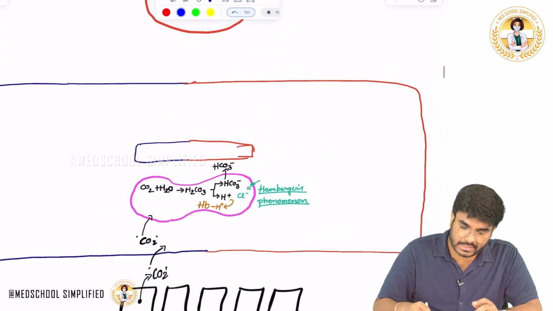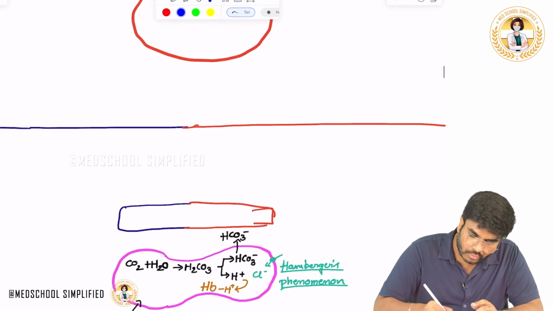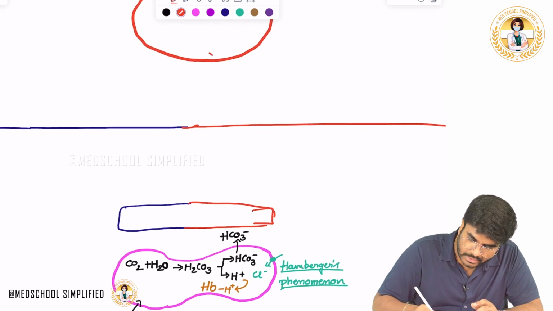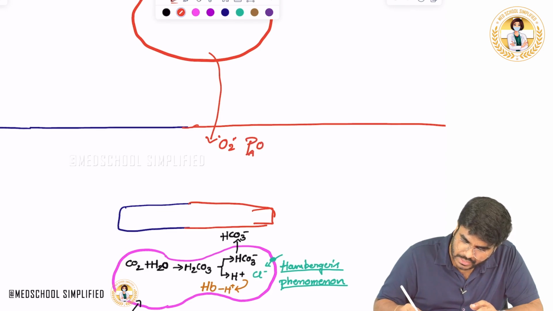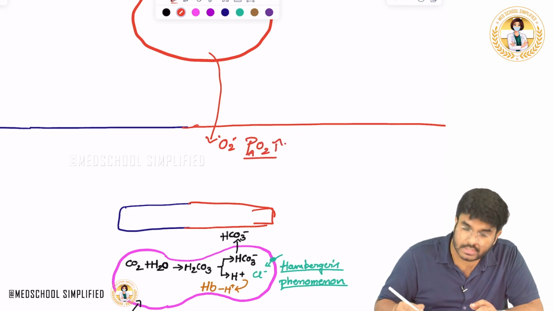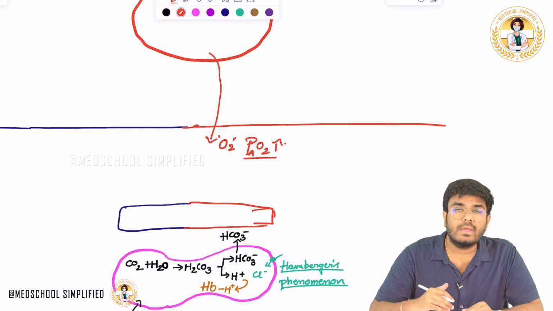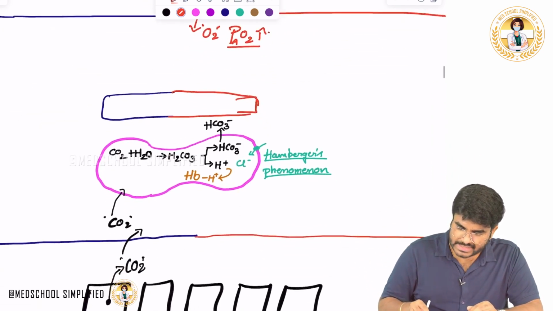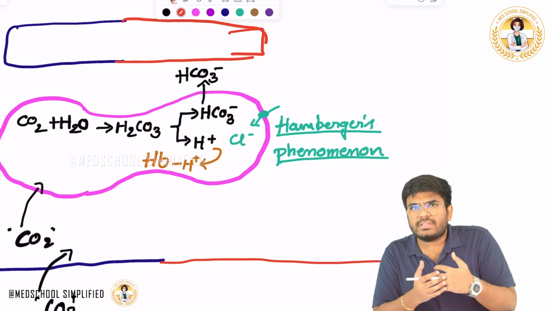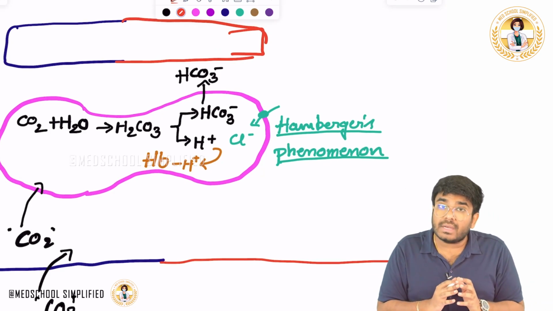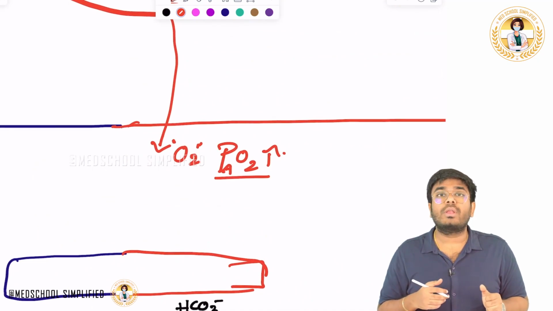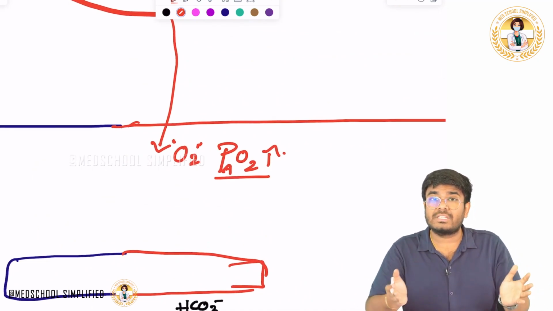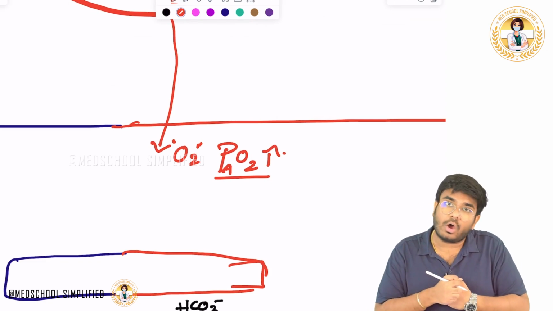Look, see now, at the level of lungs, who is available? Oxygen is available. So oxygen is coming. So what happened to the partial pressure here? The partial pressure of oxygen in your arterial blood increases. So far, hemoglobin is satisfied with H+, binding with H+. But at the level of lung, oxygen is coming, so hemoglobin has to release the H+ and bind with the oxygen.